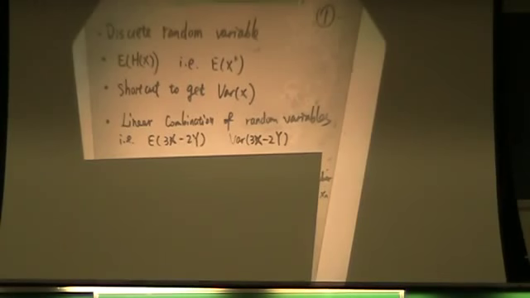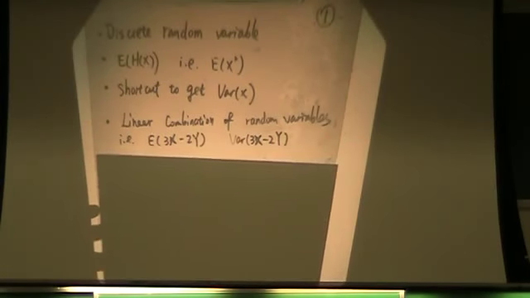Then later on, we're going to talk about a shortcut to get the variance. It's different from the formula that we learned before. And the last topic is about linear combination of random variables. We're going to discuss how to get the expected value and variance, standard deviation of maybe this form, expected value of 3X minus 2Y, where X and Y are just random variables.